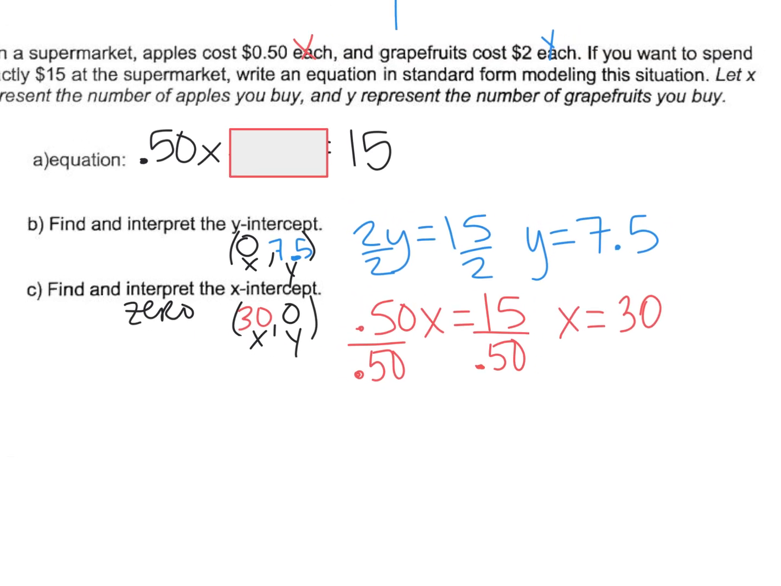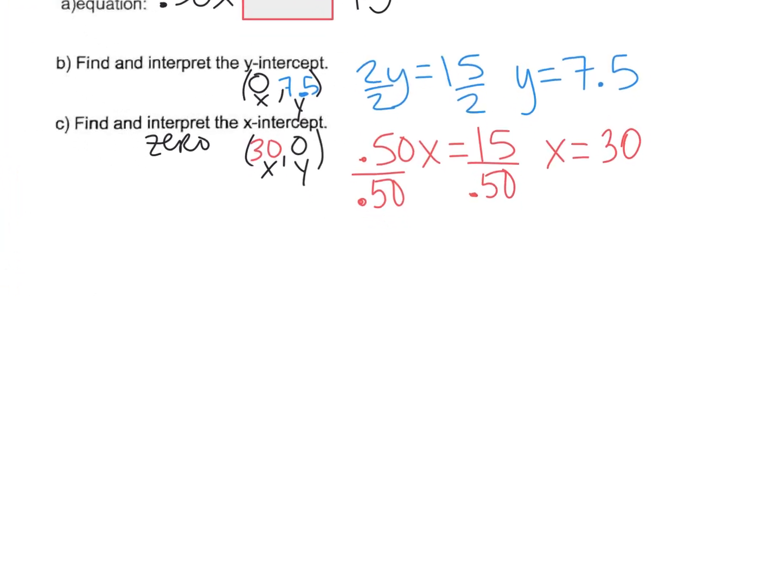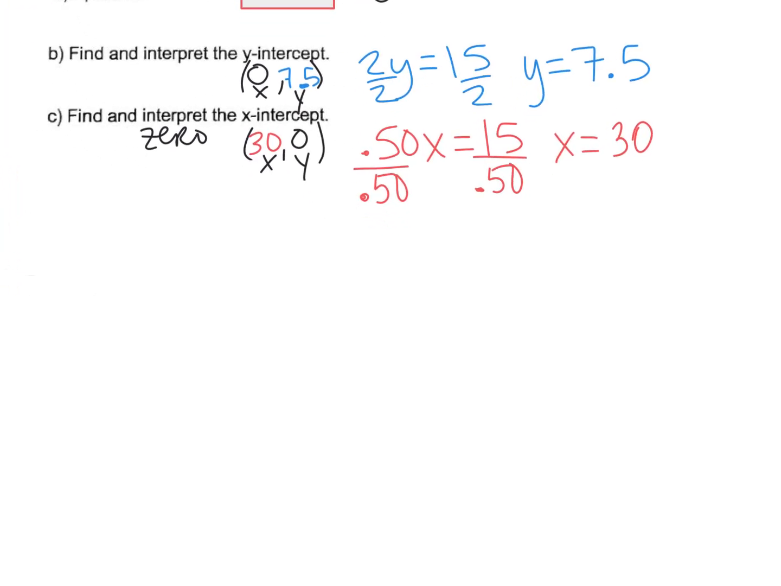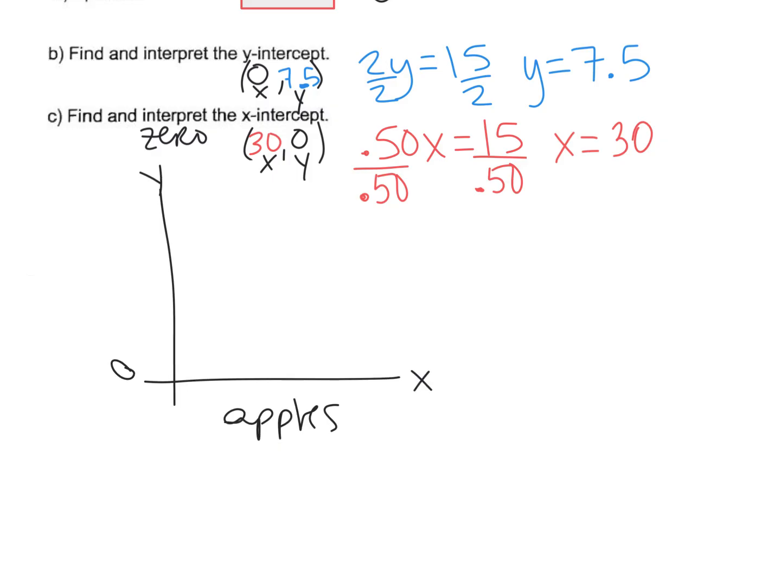So let's draw a picture of this so we can see what it means, okay? I'm just going to come down here and I'm going to do only my quadrant one. And it told us X was apples, so I'm going to label this apples. And Y is grapefruit.